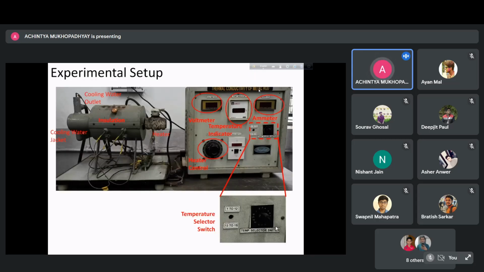So how does the setup look? This is how it looks. This is basically the rod. At one end of it there is the electric heater. To prevent heat loss from that end, there are some insulating tapes put on here. At the other end, this is the cooling water jacket, and this is the inlet pipe, and this is the outlet pipe of the cooling water. Okay.